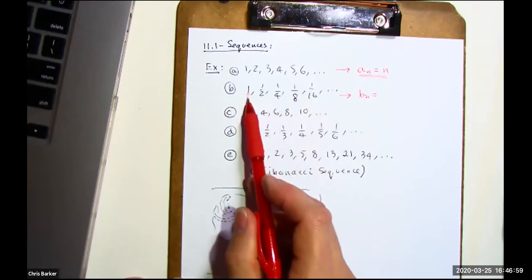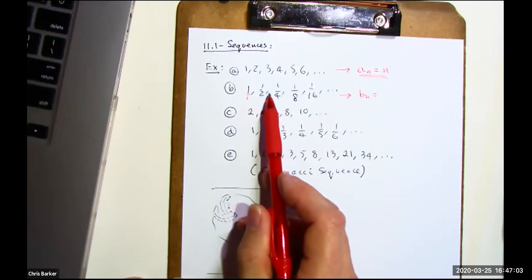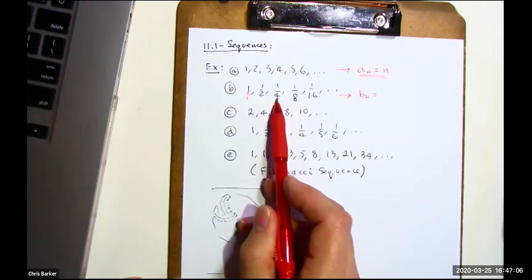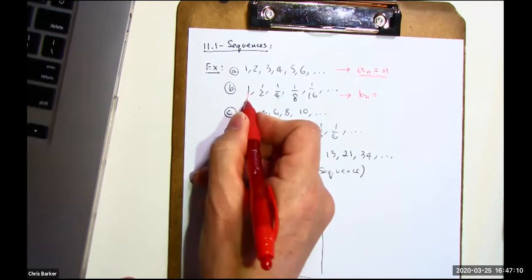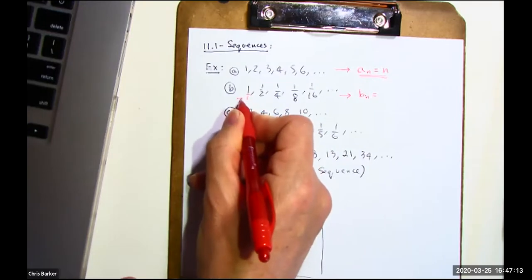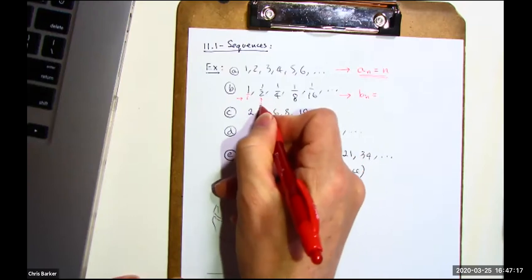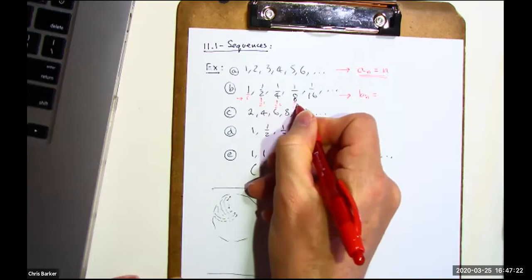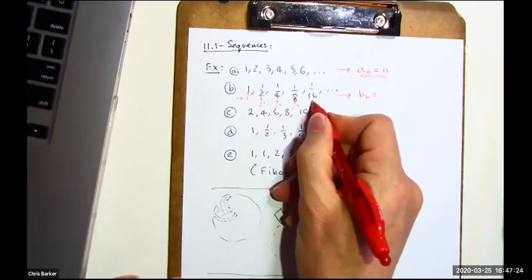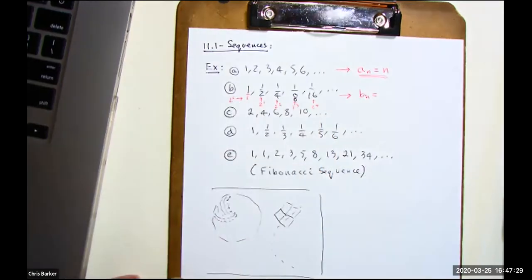If I plug in a 1, I get 1 over 1. If I plug in a 2, I get 1 over 2. If I plug in a 4, I get 1 over 2 cubed. Actually, let's do it another way. This is 2 to the power of 1. This is 2 squared. This is 2 cubed. This is 2 to the 4th, isn't it? And you can think of this 1 as 2 to the 0. Does that make sense?